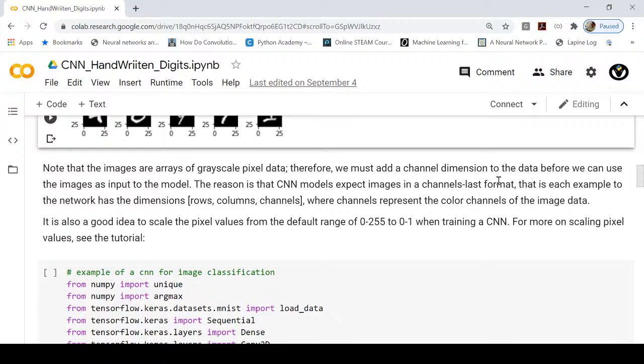We must add a channel dimension to the data before we can use the images as input to the model. That is also required to start with. We cannot directly go with it. The reason is that CNN models expect images in a channel-last format, that is, each example to the network has dimensions rows, columns and channel. That is the three-way we pass the input: how many pixel rows are there, how many pixel columns are there, and, in grayscale, which is black and white shade, how many channels are there. Those are the three things we will pass.